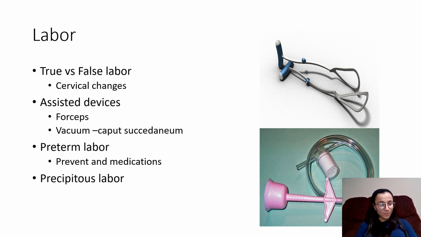Precipitous labor is basically a really quick labor. So it's one that happens from onset of contractions, 3 hours later, the baby's out. So they'll have symptoms like involuntary bearing down, like they can't help it, etc.